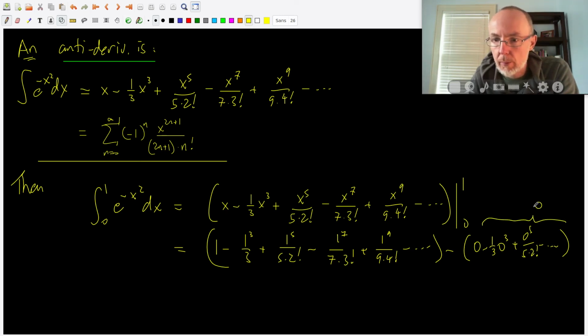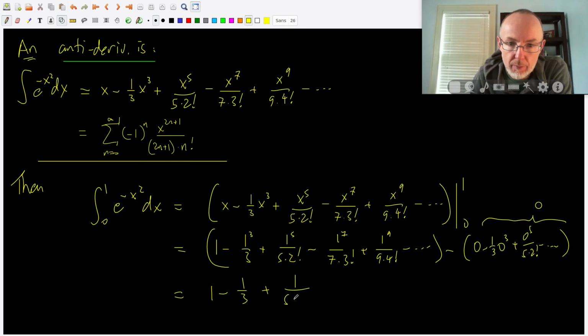These are all 0. Right? The value of the function is 0 there. And so we have our final result. This is just 1 minus 1/3 plus 1 over 5 times 2 factorial.